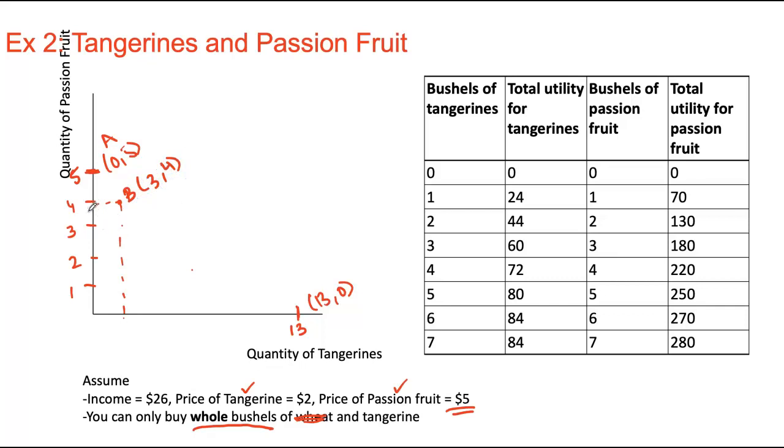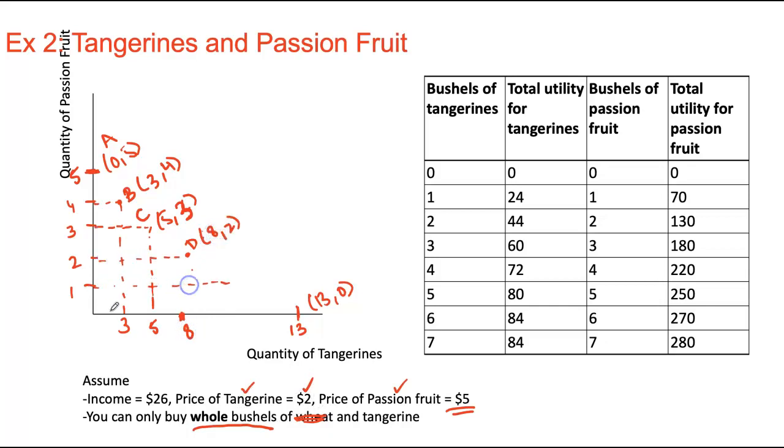Then I reduce my consumption of passion fruit by another unit, so I'm saving $5. With that additional $5, I can actually buy 2 more bushels of tangerines. So this gives me a combination of (5, 3). If I reduce my consumption of passion fruit by 1 more unit, I will be saving $5 more. So my total money spent on passion fruit is only 5 times 2, which is $10. The remaining 16 will be spent on tangerines, and 16 divided by 2 is 8. So I'll be able to consume 8 tangerines and 2 passion fruit. Another consumption bundle corresponding to 2.